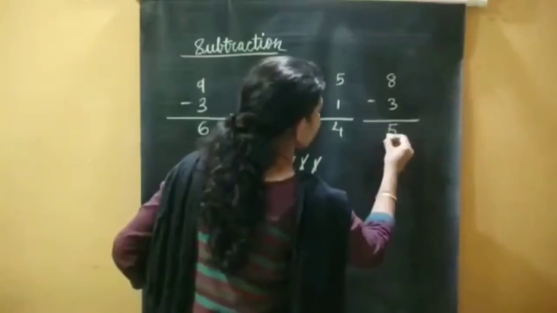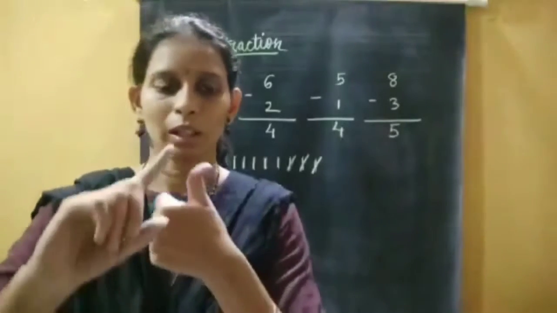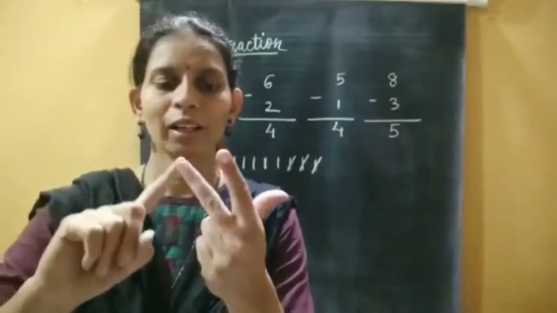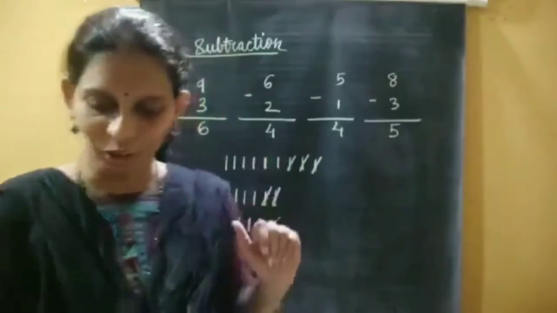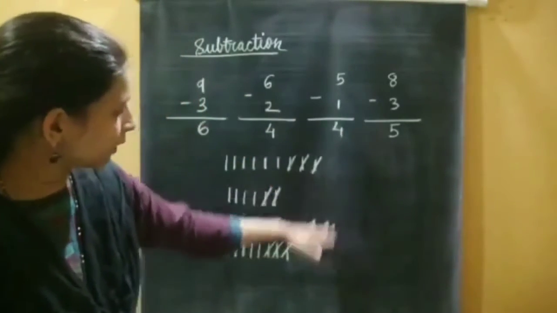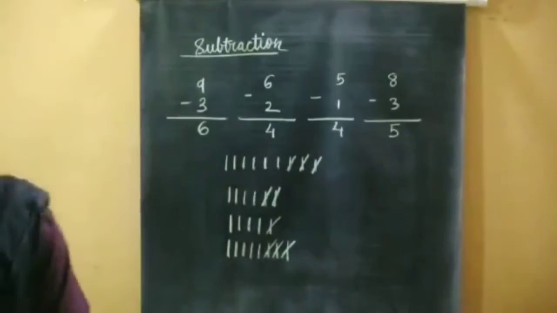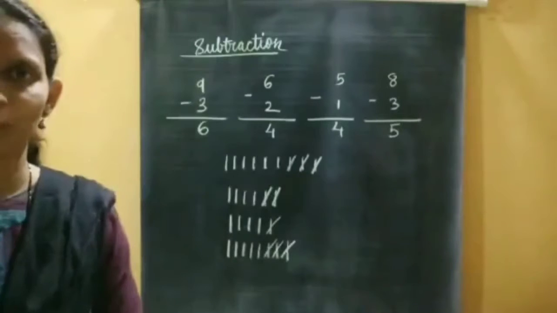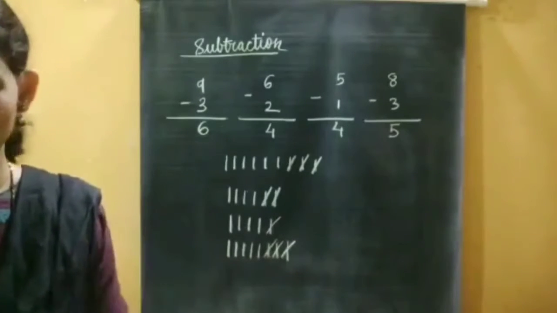So the answer is 5. Then count forward from 3 to 8, meaning 4, 5, 6, 7 and 8. 5 fingers. Okay students, so by these two methods we can subtract numbers. These are one digit numbers. Now we will see how to subtract two digit numbers.